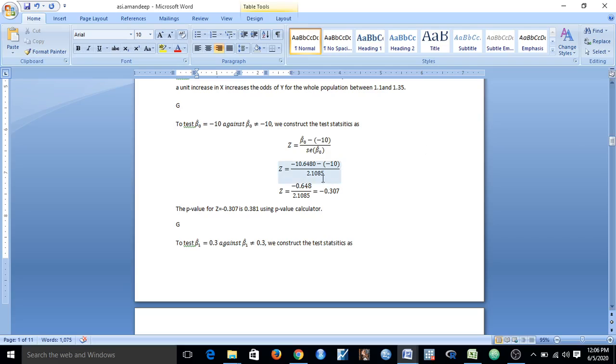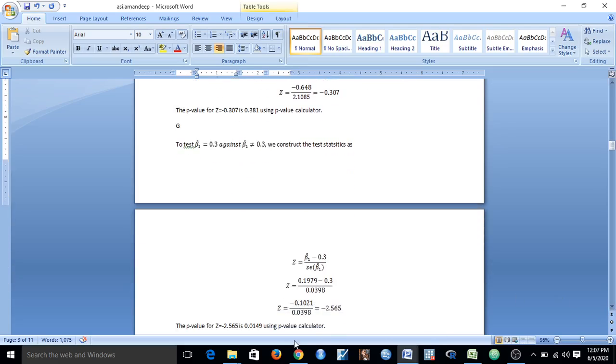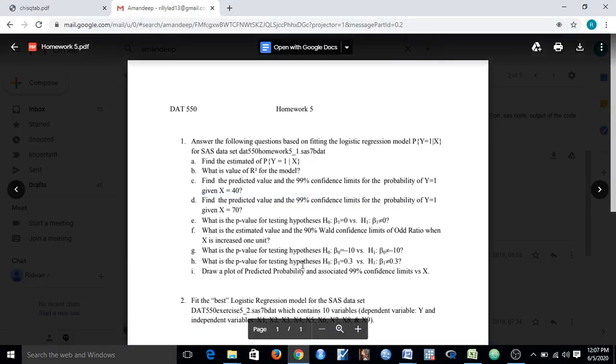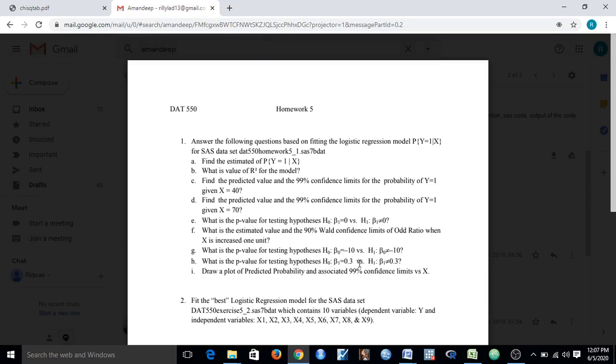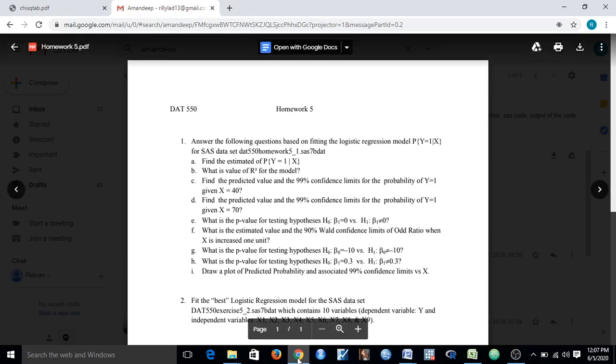So we come back here. This is the beta naught, and this is the standard error. Calculating it, we see that our z is 0.307. Then using a p-value calculator, the p-value for this is 0.381, which means we cannot reject the null hypothesis that beta naught equals minus 10. So it means that the intercept is not different from minus 10. Then the next question asks: what is the p-value for testing the hypothesis H naught beta 1 equals 0.3 against beta 1 is not equal to 0.3?